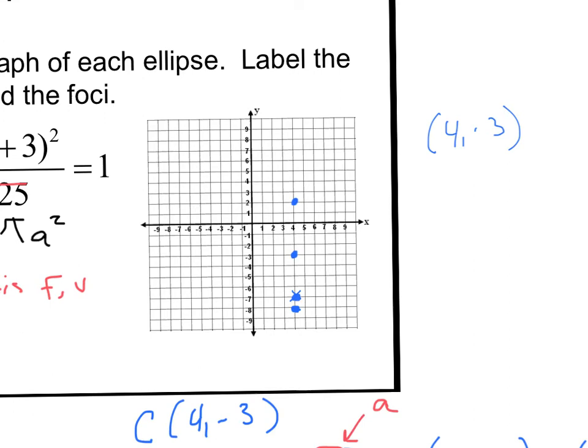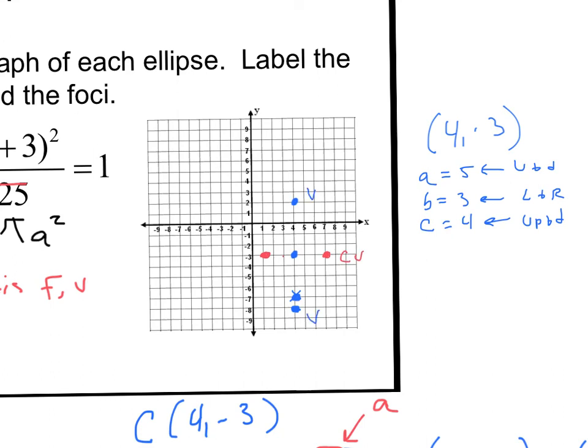So I know a was equal to 5, I know b was equal to 3, and I know c was equal to 4. So I shift 5 units up and down. I'm going to shift 3 units left and right, and I'm going to shift 4 units up and down for the foci. Okay, so I'm going to move 3 units left and right. 1, 2, 3. 1, 2, 3. So there are my co-vertices. Here are my vertices.